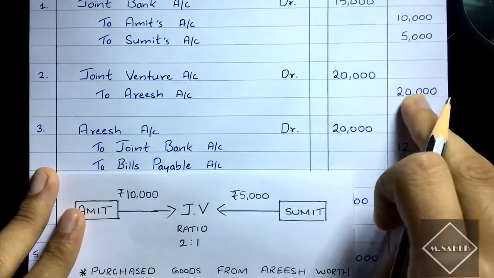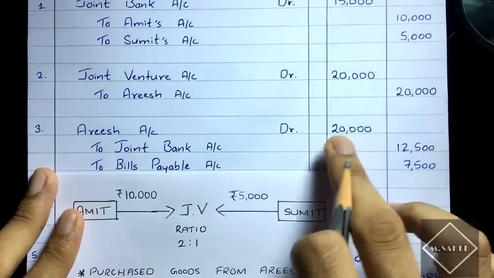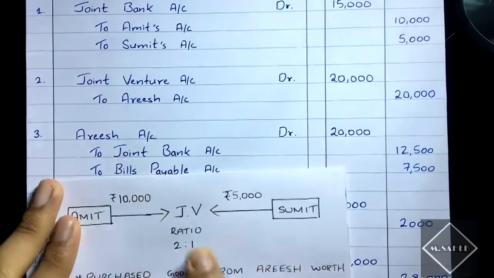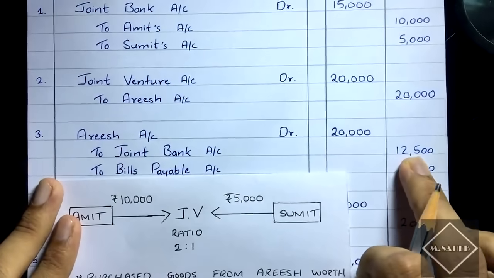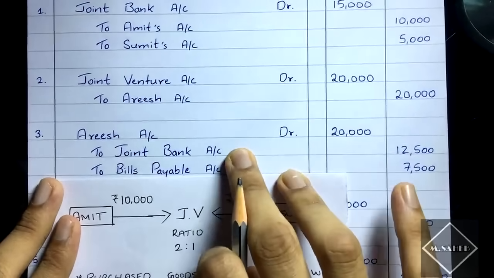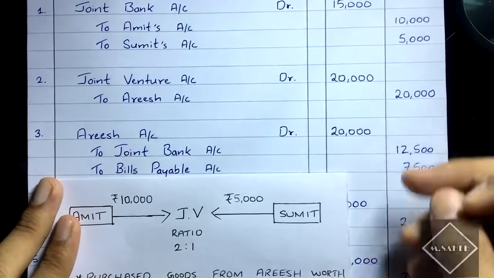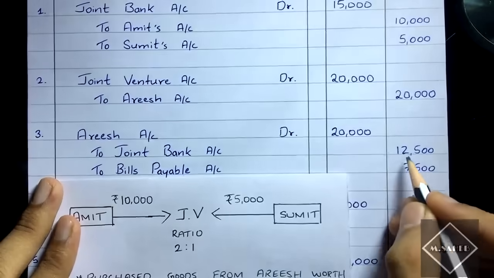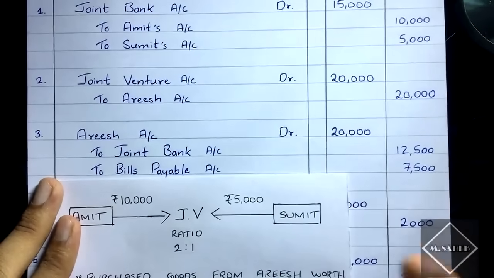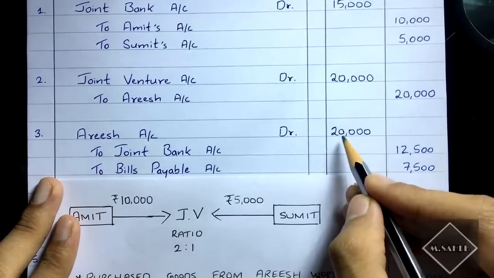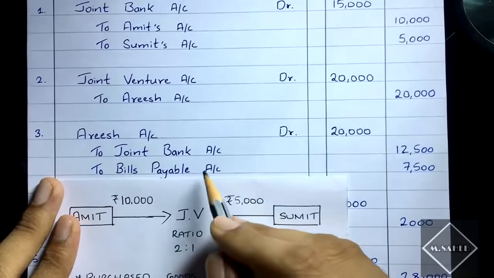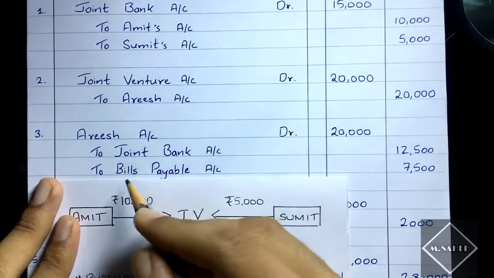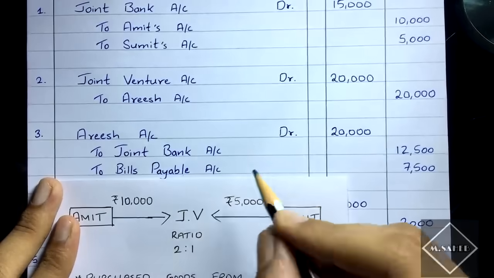Okay. So that 20,000 will come over here. Arish account debit 20,000. And how much did we pay? We paid him 12,500, so to joint bank account 12,500. Our bank account, our asset account, is decreasing by 12,500 because we are making payment to Arish. So if it is decreasing, then 12,500 credit. Simple. Okay, so 20,000 debit, and then to bills payable. Now as I said, the bill was drawn by Arish on the joint venture. So now that bills payable is also a liability which is being created now.